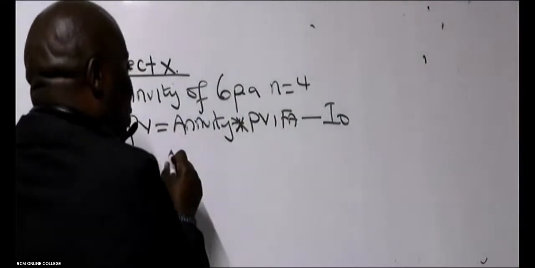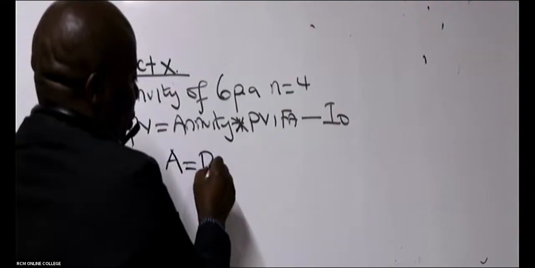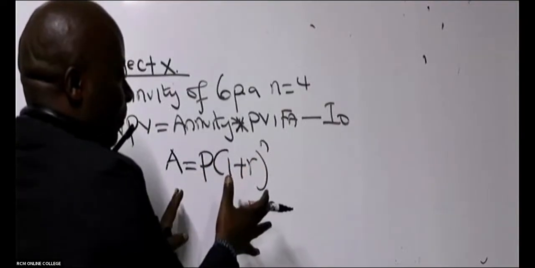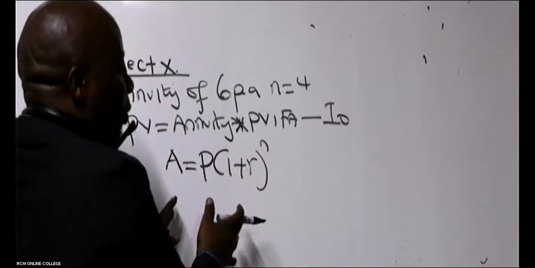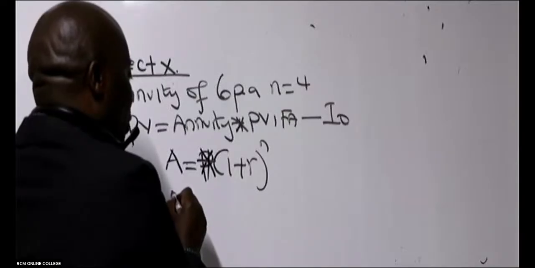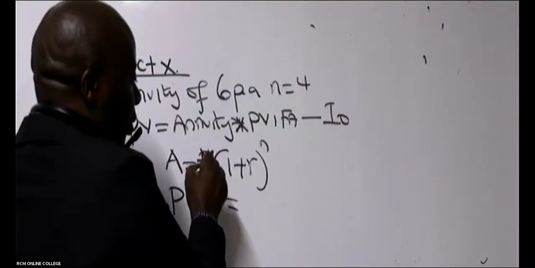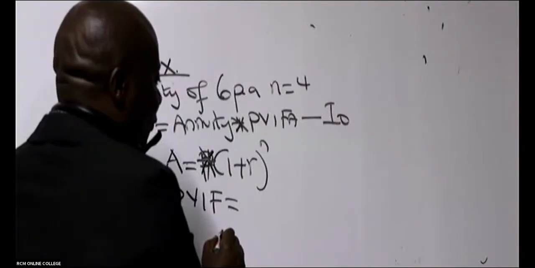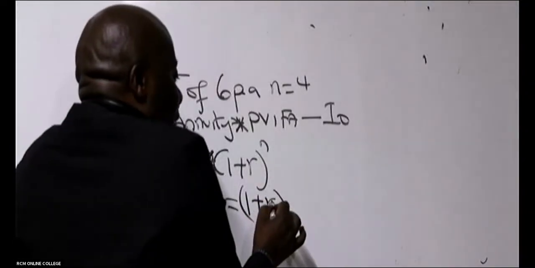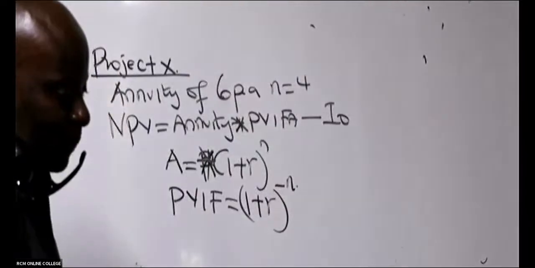Remember, the formula for getting the amount, if you remember very well, we normally say amount equals principal times 1 plus R raised to power n. This is compounding. When they tell me to discount, they want me to use the PV for 1 shilling, so this P is not there. So I will copy exactly the same, but because this is discounting and I'm not compounding, I put this as negative n, like that.